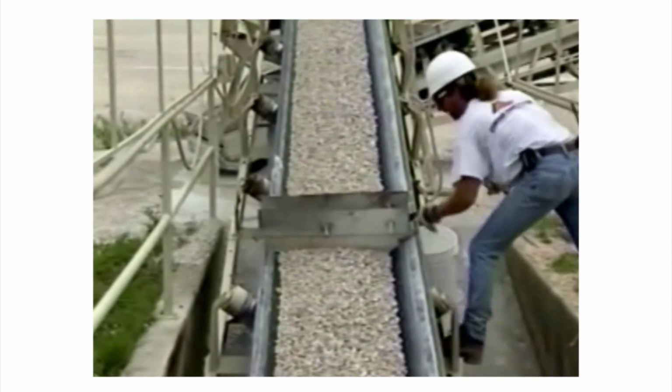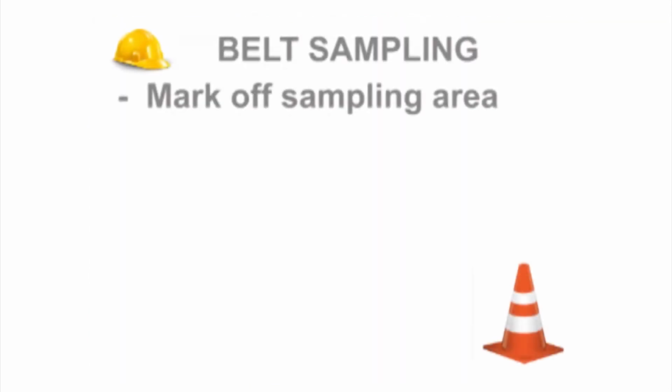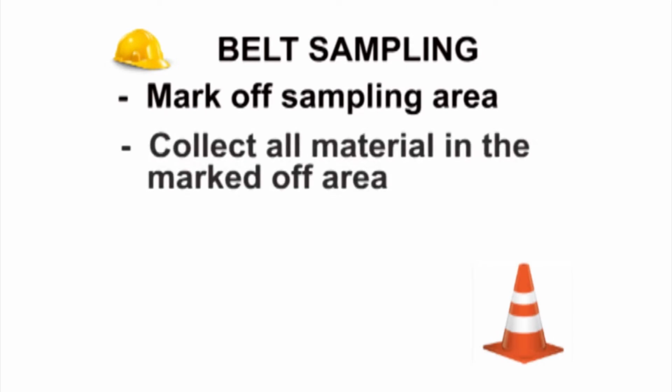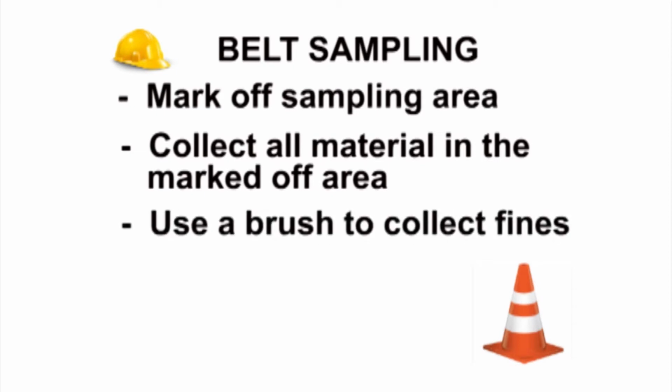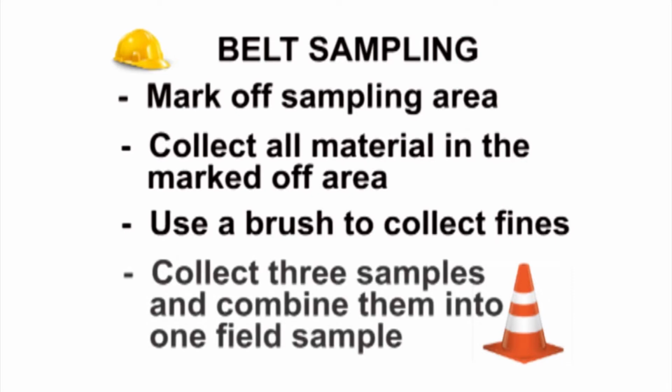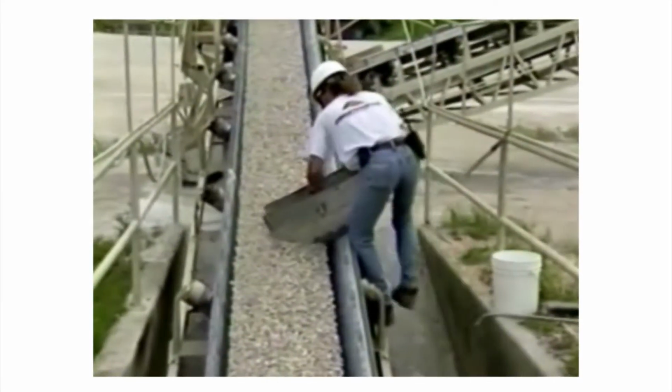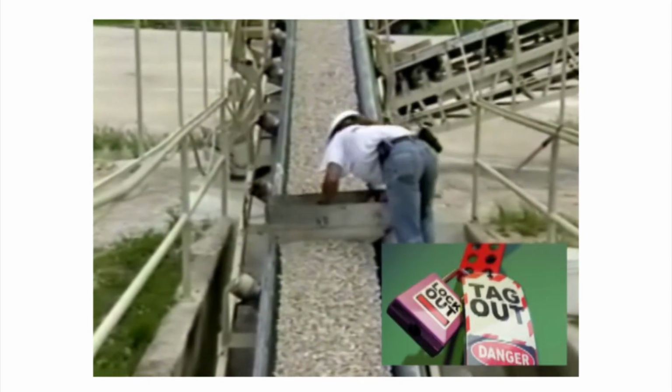The main elements of belt sampling include sampling between two templates that fit the cross-sectional shape of the belt. Collect all of the material on the belt between the two templates. Use a brush to collect all of the fines. Collect 3 samples and combine them into one field sample. Let's follow the belt sampling procedure as demonstrated here.